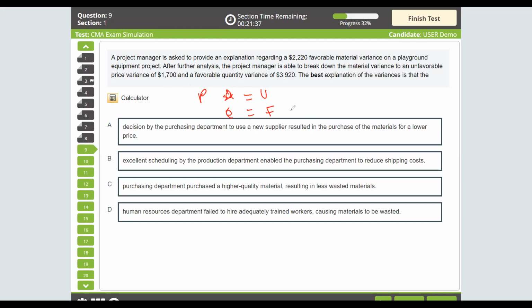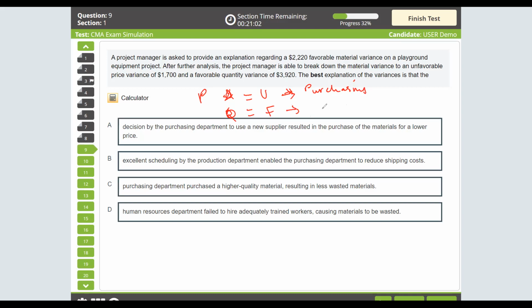All right. So the best explanation of the variances is that, you notice that I didn't use the numbers because I glanced through, I just looked at the answer choices and I realized that I do not need numbers to answer this because we don't have numbers there. We don't need to calculate anything. So now to think about this, price variance is unfavorable. Who is responsible for it? It is the purchasing department because they purchase the materials. So purchasing department is responsible.